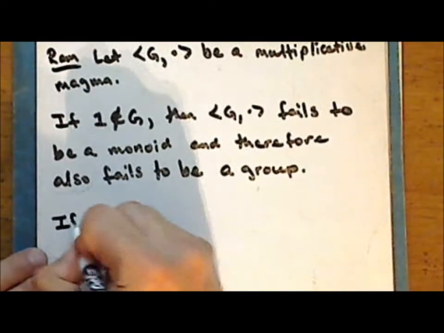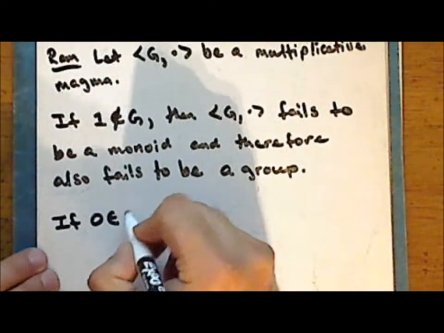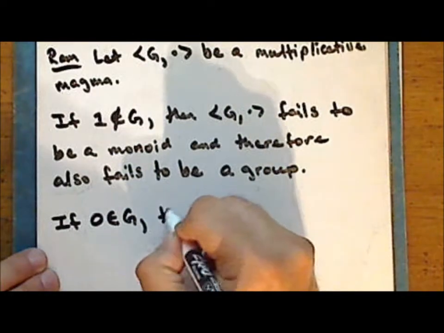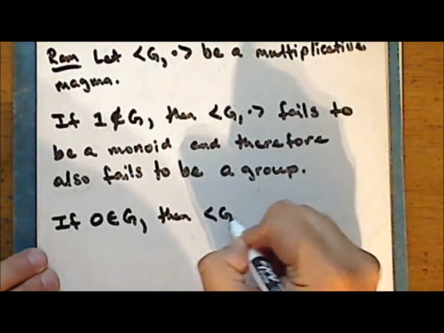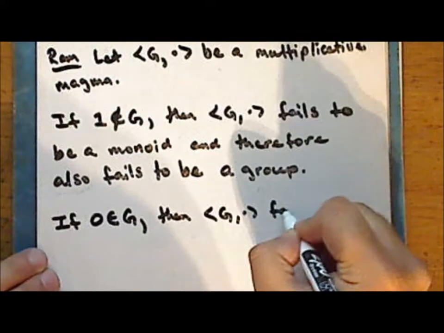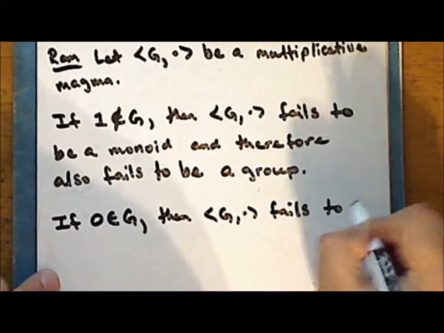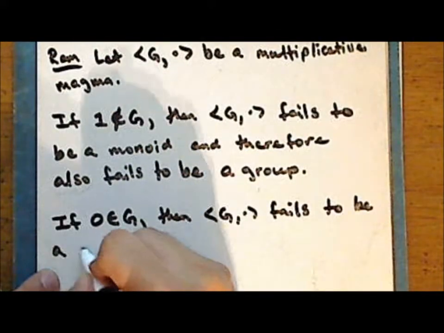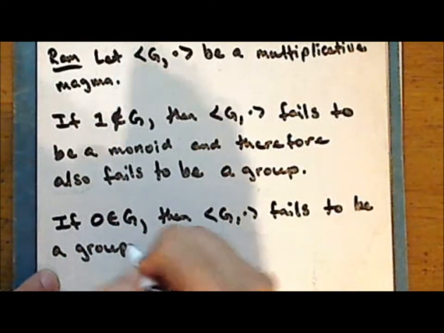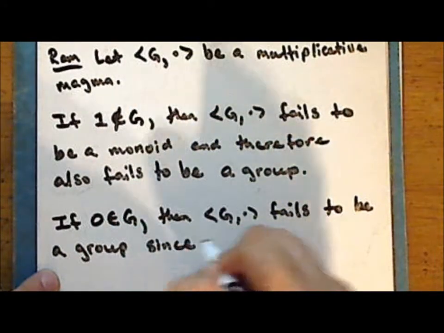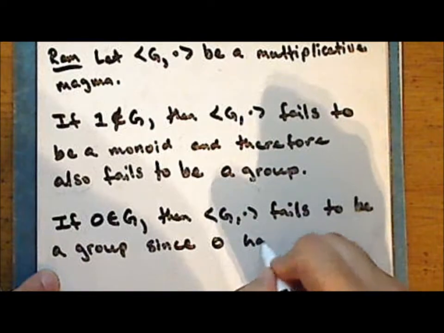Now, if the underlying set contains the additive identity, then the magma fails to be a group, since the additive identity has no multiplicative inverse.